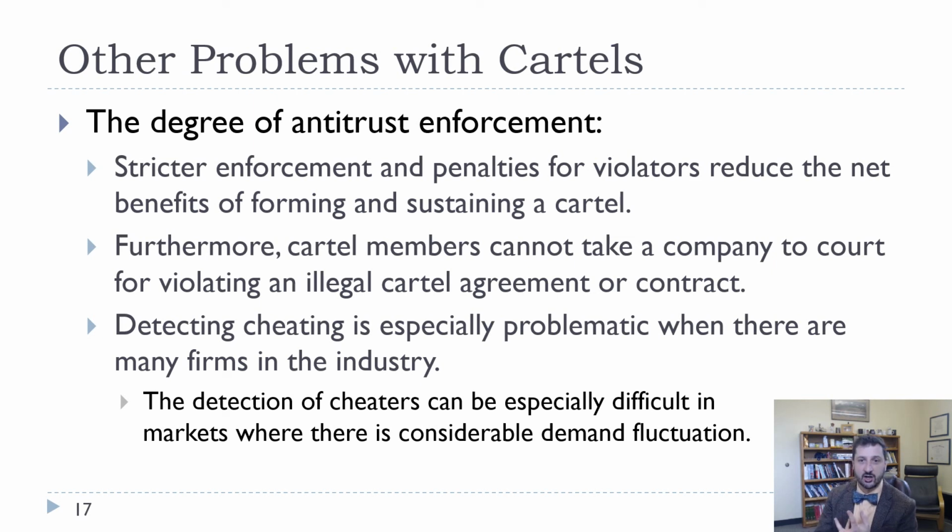Obviously, you can't take cartel members to court for violating agreements because it's illegal. And detecting cheating can be a problem when there are lots of firms in an industry, right? Especially when there's demand fluctuation. So if demand goes up and firms start producing more, are they cheating or are they just producing more because demand went up? It's not clear. And so there are a lot of problems with cartels, but the extra profits are a big draw, and so they continue to be formed.